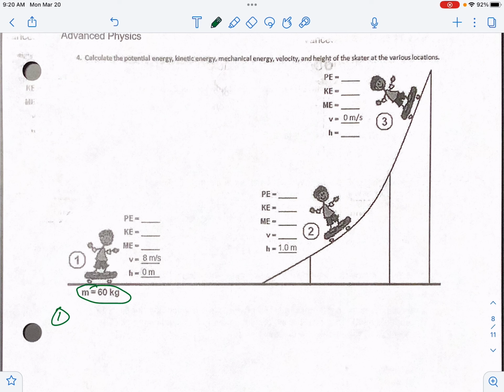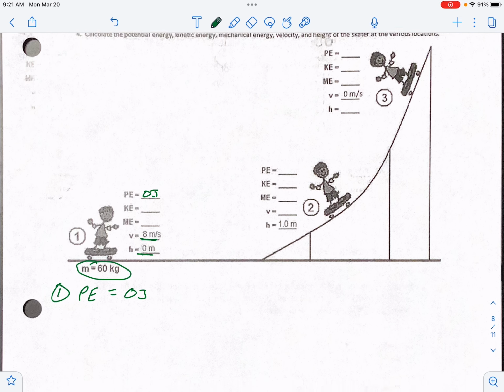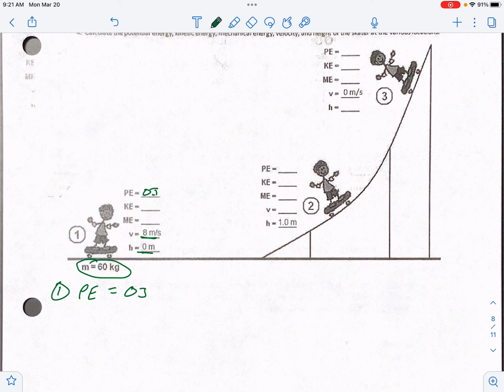We know we're on the ground. If we're on the ground, it means we have no height. So that means potential energy is going to be 0 joules. We can go ahead and fill that in because we have no height. I did get a velocity. My height is 0, so what I can do now is solve for my kinetic energy, because kinetic energy has to do with 1/2 mv squared, and I know my V.